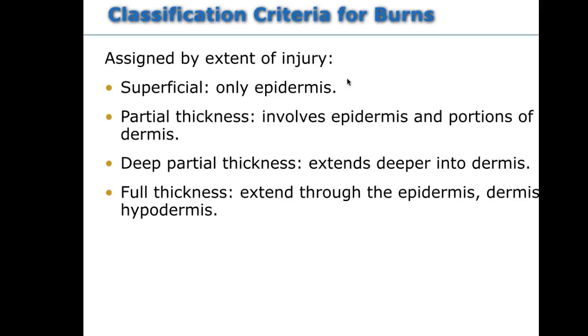All right, classification for burns. Burns used to be first, second, third degree. Now we call them superficial, partial thickness, deep partial thickness, and full thickness. That's how we describe burns. Superficial is like a sunburn, only the epidermis is involved. Partial thickness involves the epidermis and portions of the dermis. Deep partial is a little deeper. Full thickness goes all the way through.